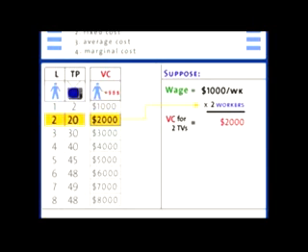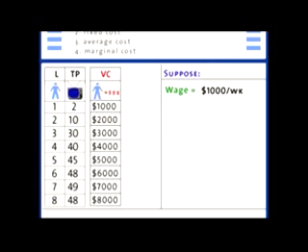Now you might ask yourself, well, what's it going to cost us to produce 35 television sets a week? Well, we can't say for sure because we don't have enough detailed information here to answer that question, but we know that it takes between 3 and 4 full-time workers per week to produce 35 television sets.